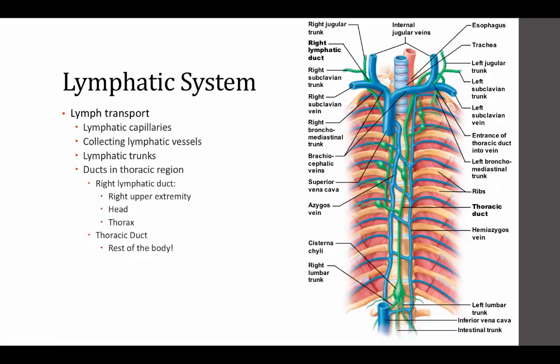So where do they return it? Well, they return it up here at the junction of these internal jugular veins and the subclavian veins. So the right lymphatic duct enters right back here, and the thoracic duct enters right over here on the left side of the body. So you can see we're really close back to the superior vena cava, so very close to entering right back into the heart.